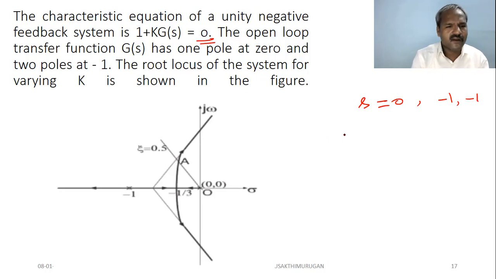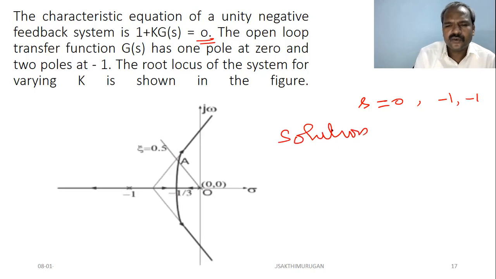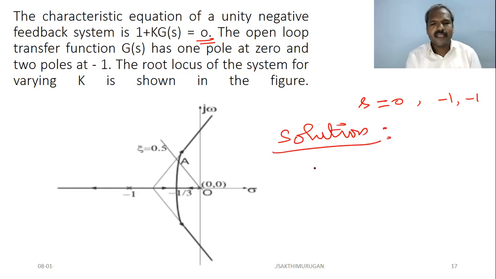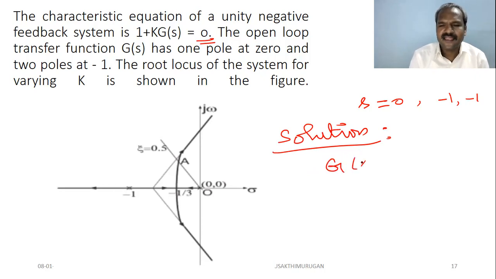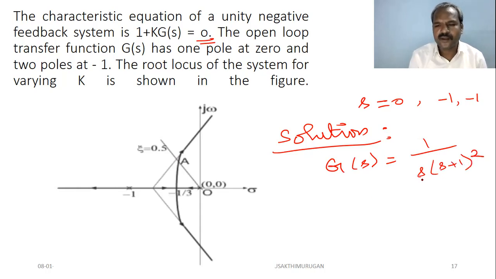So what is the solution? How to find the value of K in the diagram? The root locus of the system for varying K is shown in the figure. What is the answer for K? Let us find it. We are going to use the magnitude expression. What is G of S? As per the given equation, 1 by S into S plus 1 the whole square. So from S, one pole at 0 and two poles at -1.